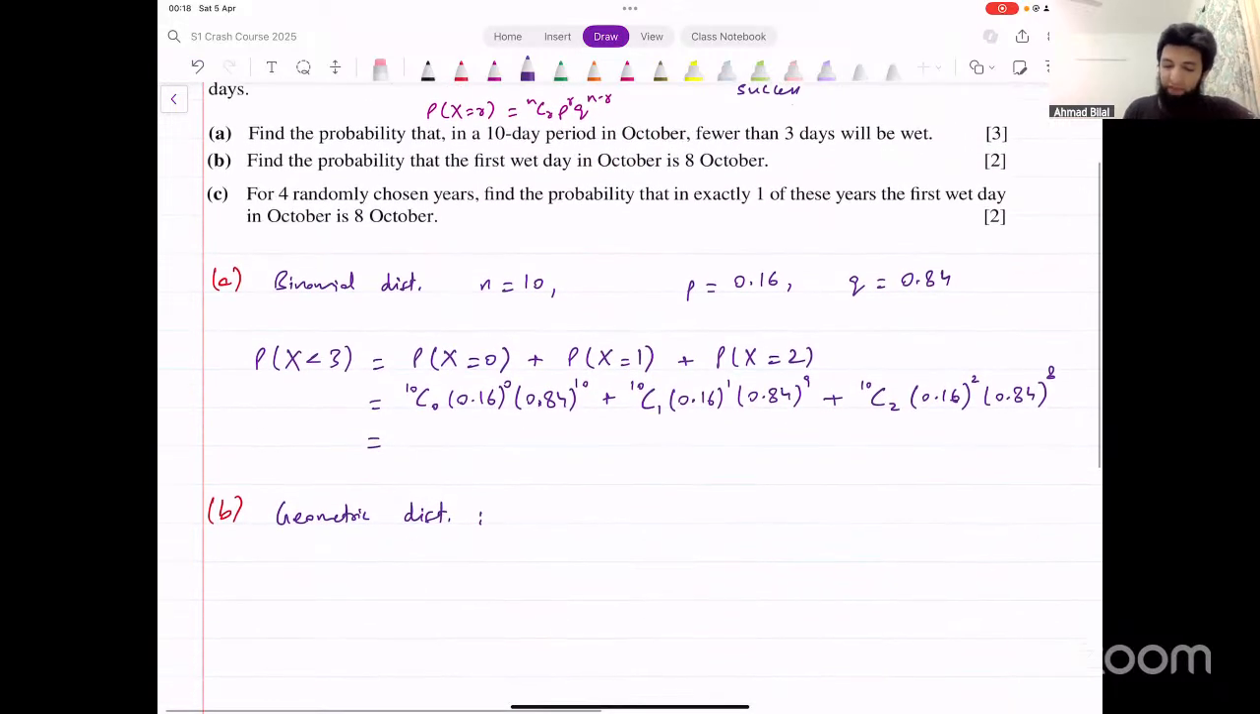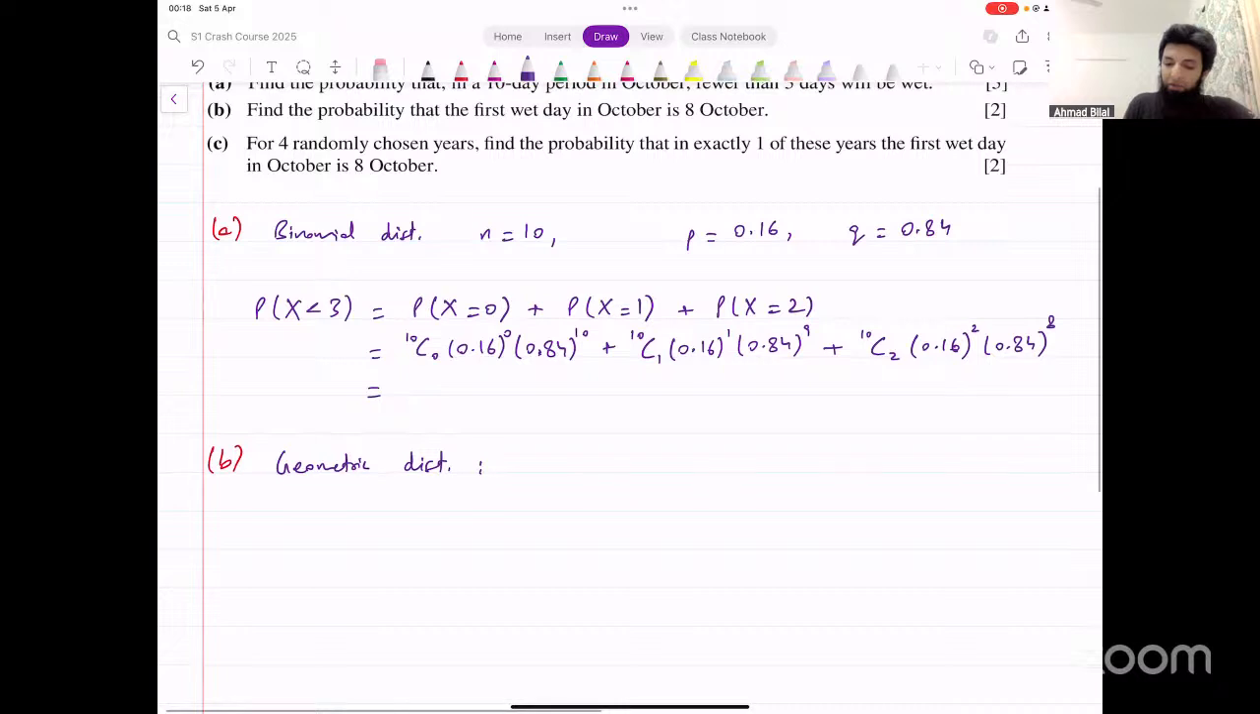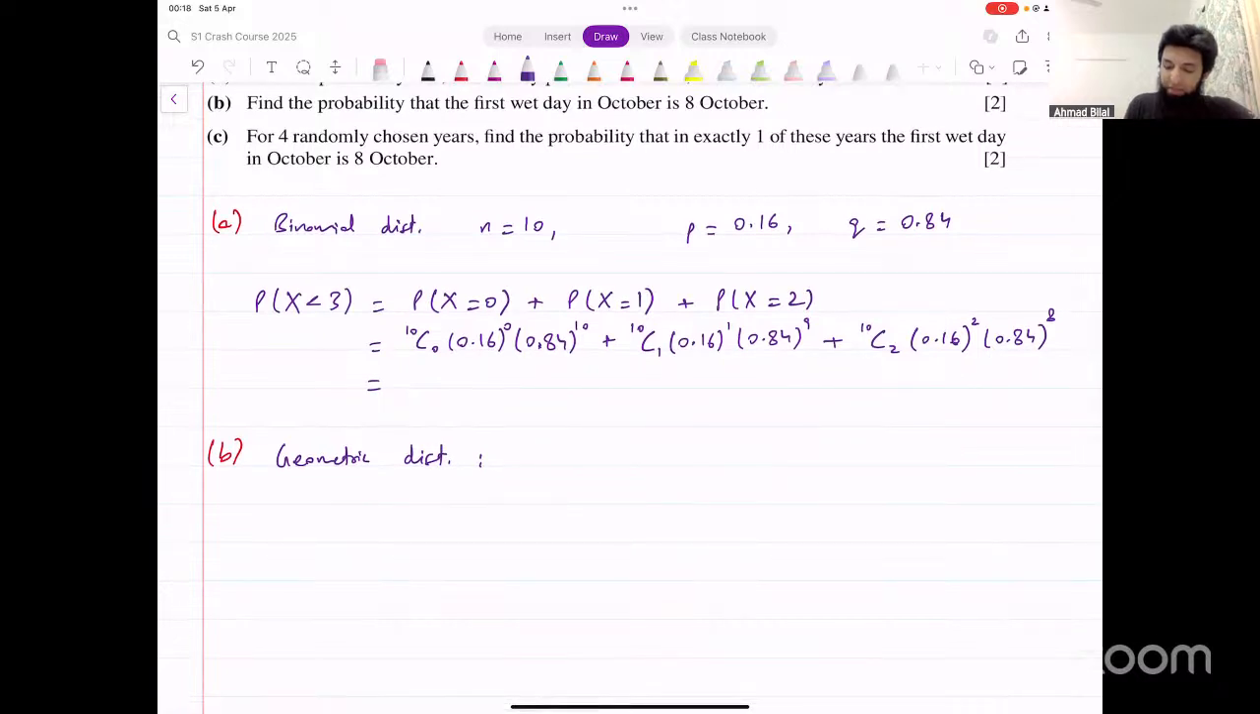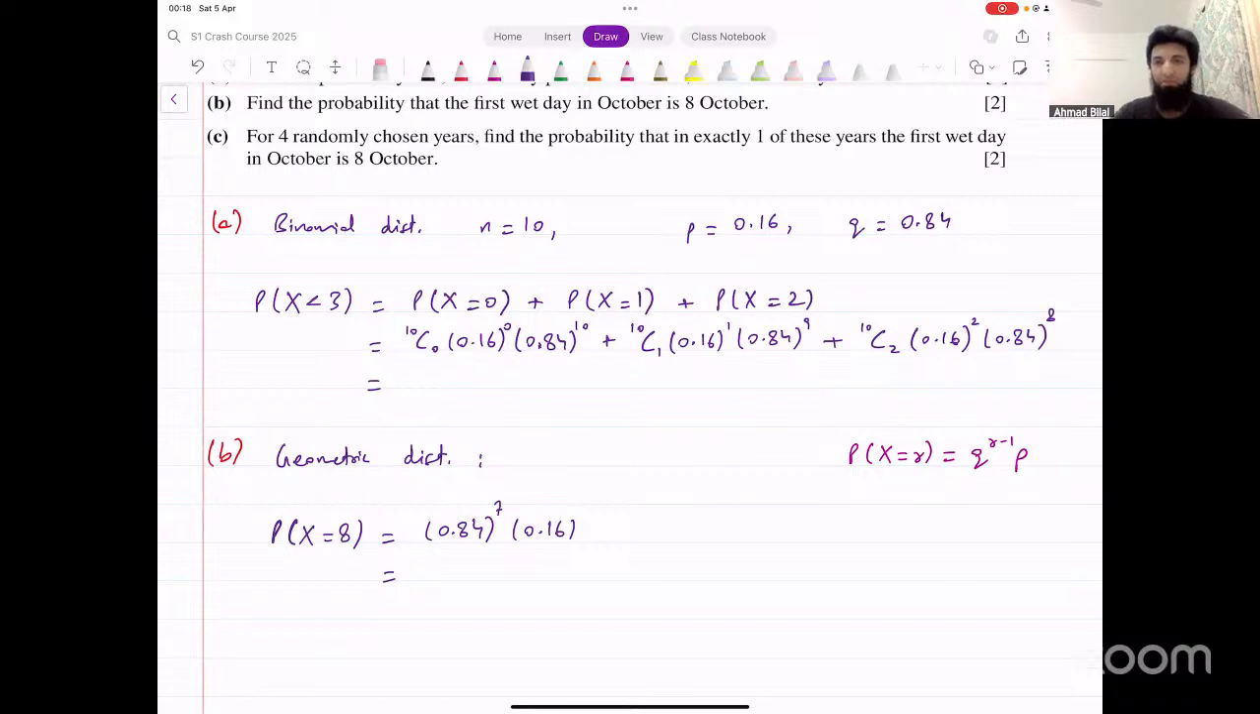We have the same values of p and q. Probability that the first success comes on the 8th day. So what we're looking for is probability of x equals 8, right? The formula for a geometric distribution is q raised to power r minus 1 times p. What's q? q is 0.84 raised to power 8 minus 1, which is 7, times p, which is 0.16, and that should give you the result.